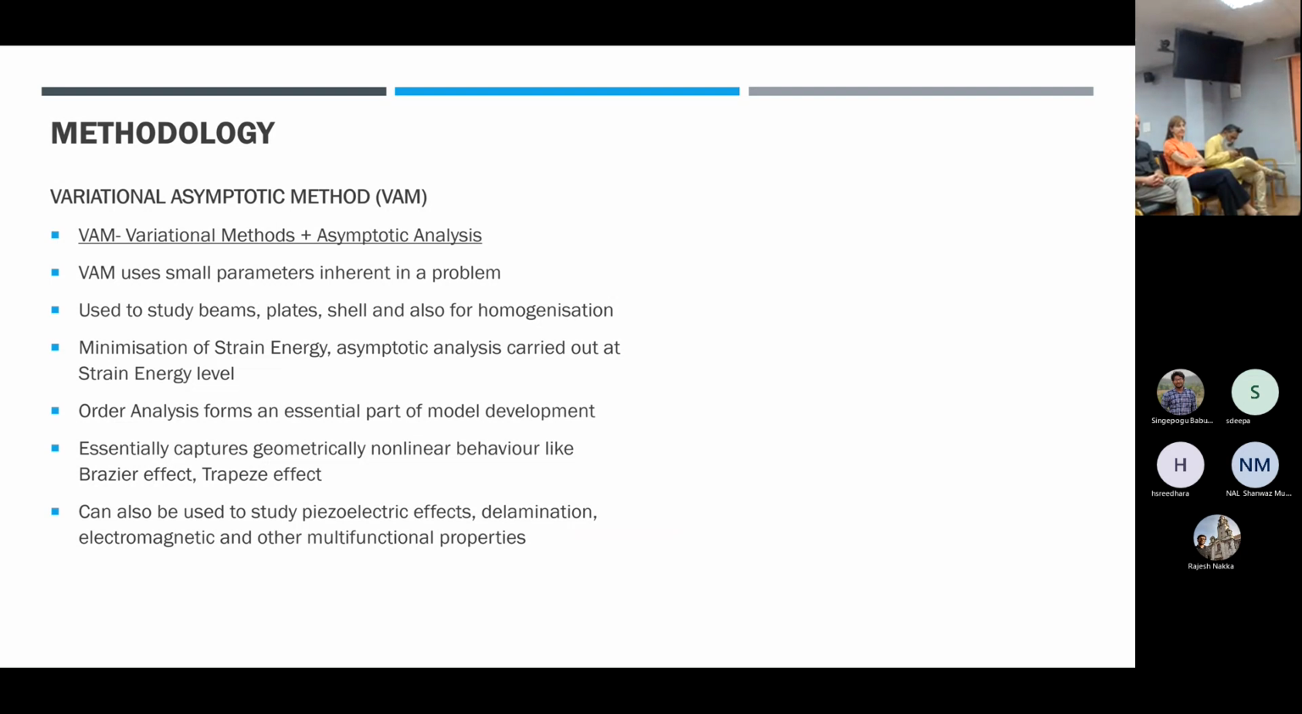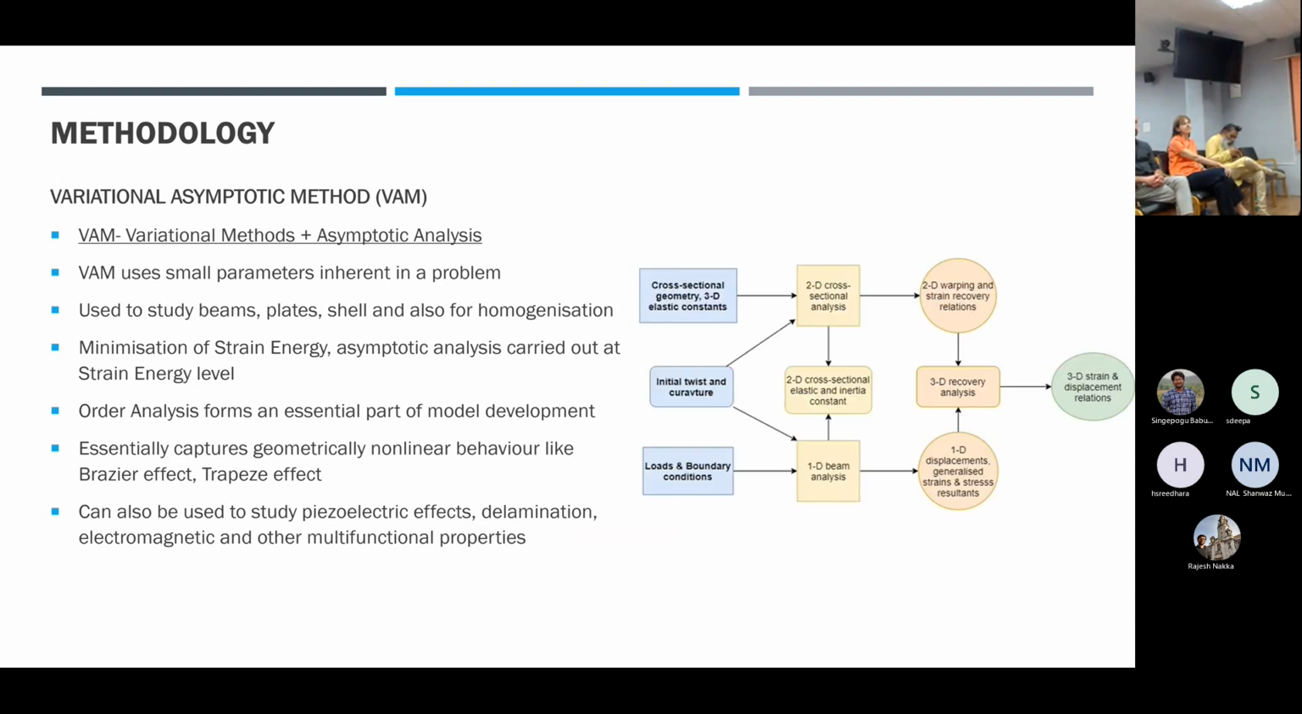Like the Brazier effect, we can see it in hollow thin wall circular cross sections. What happens is the cross section ovalizes as we increase the bending load. So upon increasing the bending load, the cross section also deforms, which is not usually captured in classical models. Similarly, the trapeze effect is for strip-like beams, where the deformation of the cross section is also captured. This model can also be applied for studying multifunctional effects like piezoelectric effects, delamination, electromagnetic effects, and other properties.